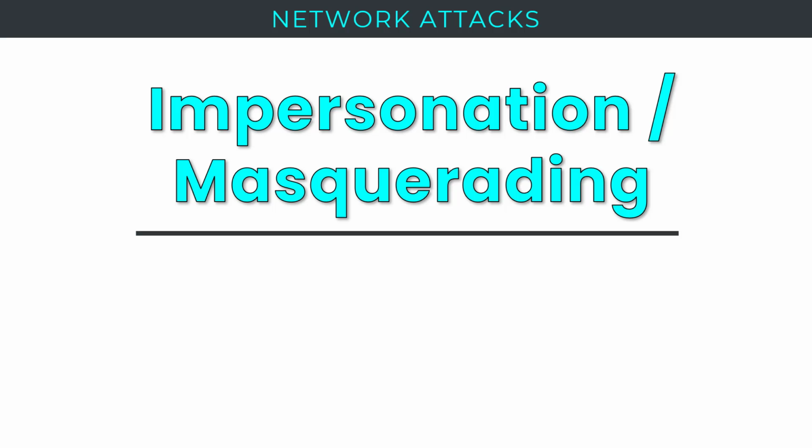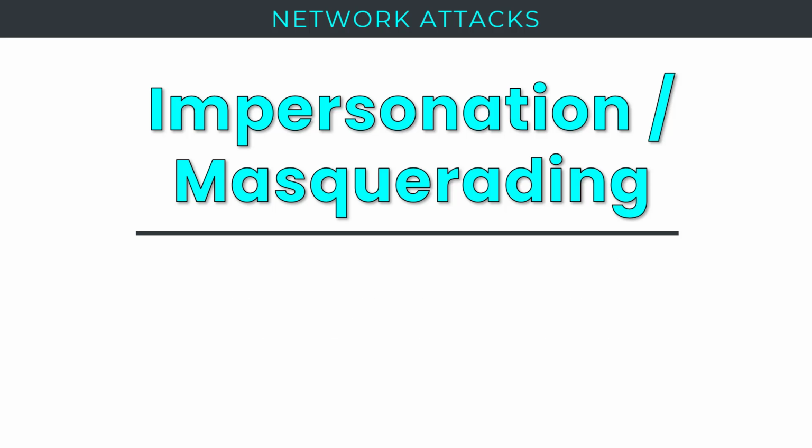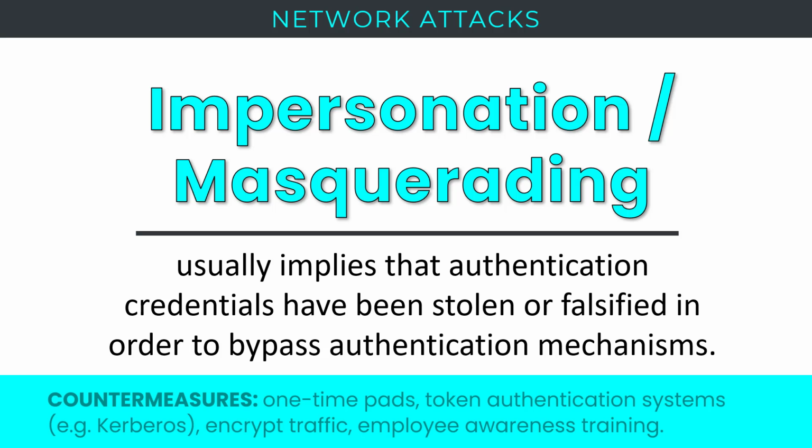So next we'll talk about impersonation or masquerading, which is the act of pretending to be someone or something you're not in order to gain unauthorized access to a system. Typically this means that authentication credentials have been stolen or falsified in order to bypass authentication mechanisms. Now there are several effective countermeasures here. One-time pads, token auth systems, encrypting traffic, employee awareness training, making sure your employees know not to give out their password if somebody were to call and ask for it, for example.